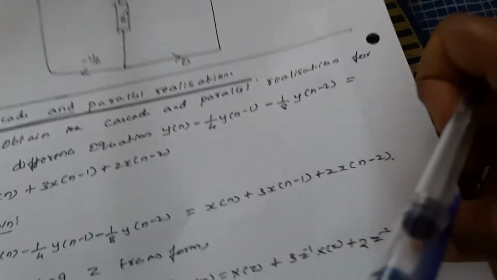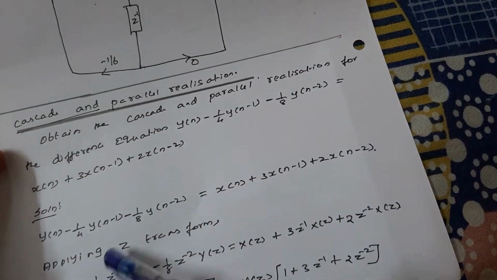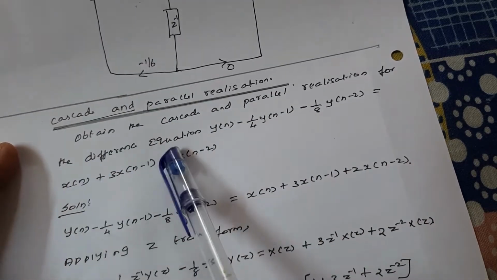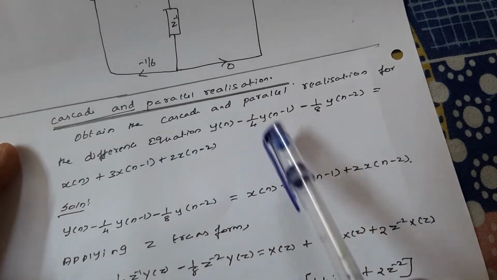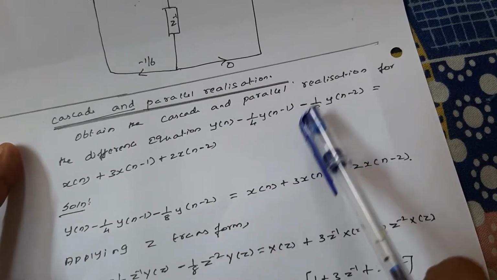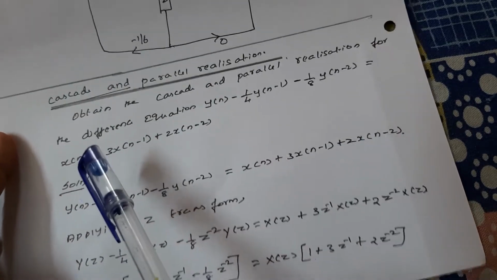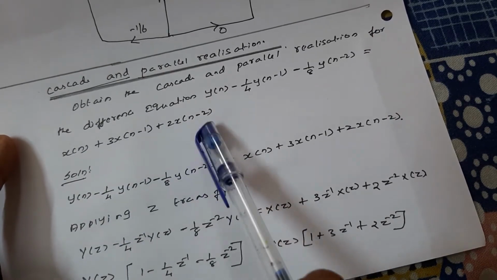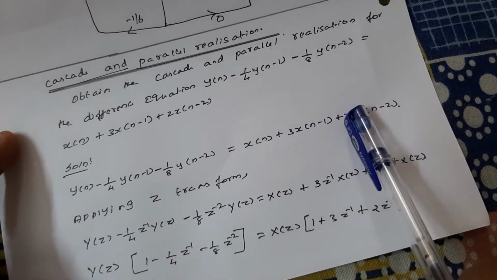First we can see a problem for cascade and parallel realization. Obtain the cascade and parallel realization for the difference equation y of n minus 1 by 4 y of n minus 1 minus 1 by 8 y of n minus 2, which is equal to x of n plus 3 x of n minus 1 plus 2 x of n minus 2. First write the difference equation.